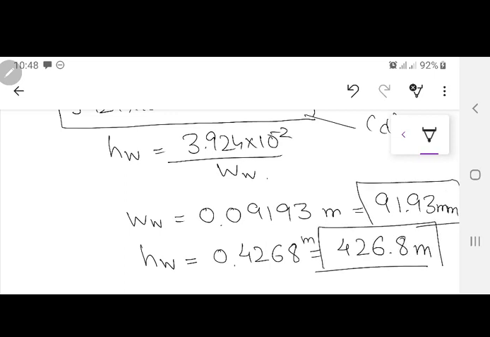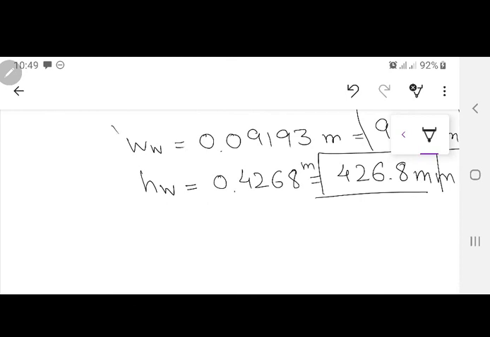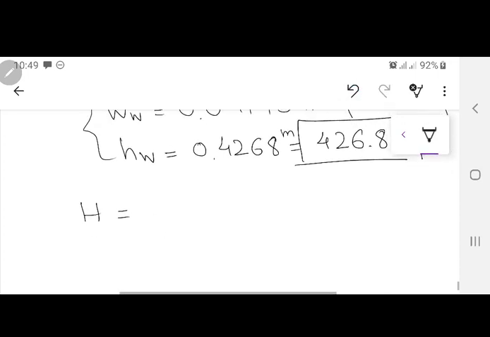Just check on this one. The height is 427 millimeter and the width is 91, so the ratio is nearly 4. Height of the window divided by the window width is still 4, so it is still within the limits that we have just defined. Based on these two, you can find out the height of the overall transformer and the width over there.